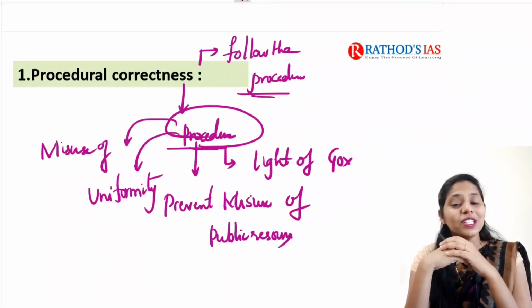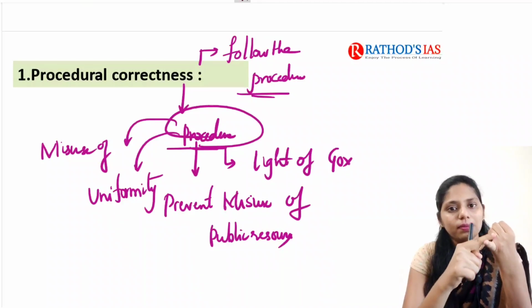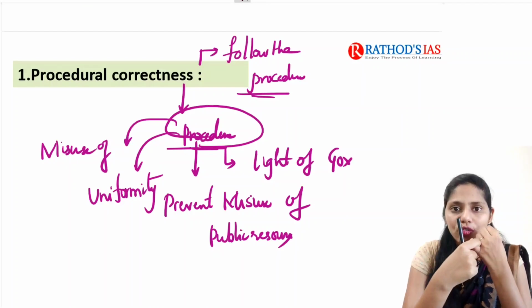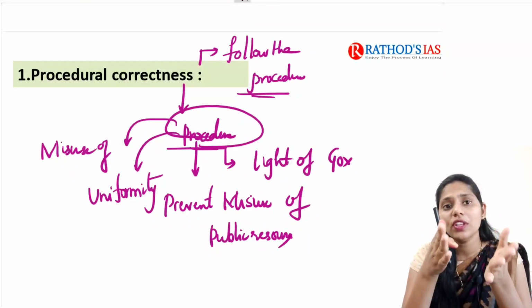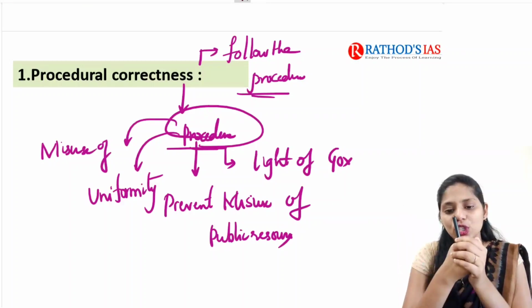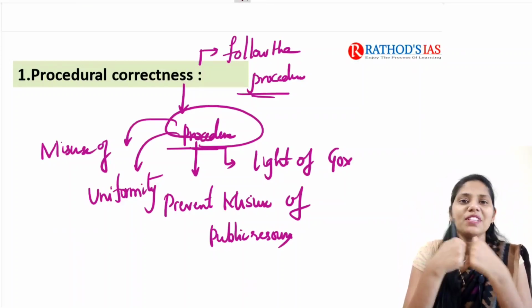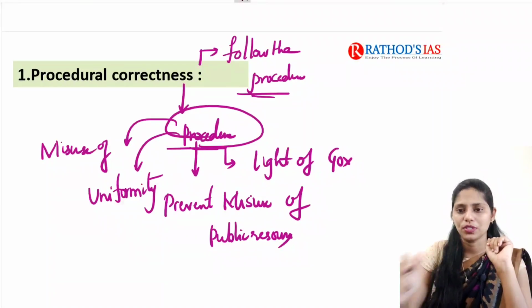So why is there a procedure which is laid down? Yes, we need to bring uniformity, and it acts as a guiding light of governance. It is also helpful to prevent the misuse of public funds, and to prevent misuse of authority. So this is some introduction regarding this procedure.